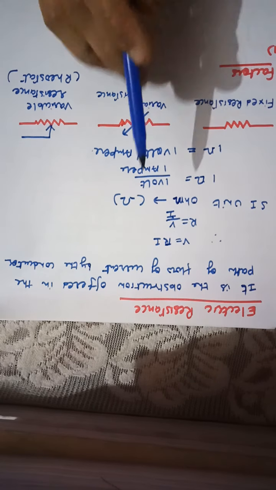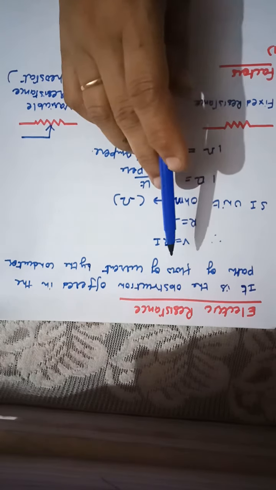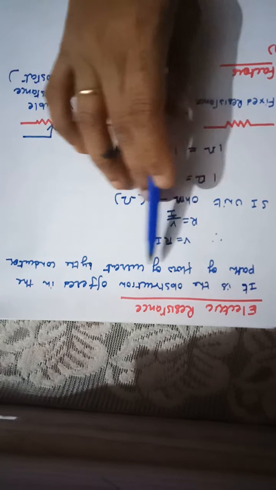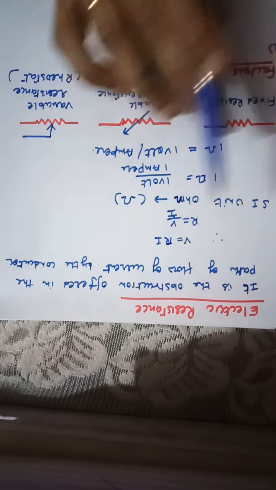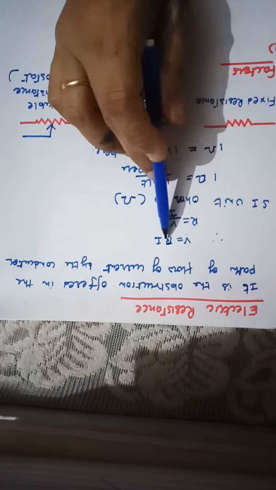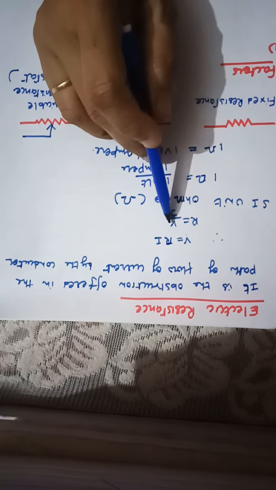Now children, in this video I am going to explain to you about electrical resistance. What is electrical resistance? It is the obstruction offered in the path of flow of current by the conductor. And according to Ohm's law, we have the formula V = Ri. So from here R can be written as V by I.